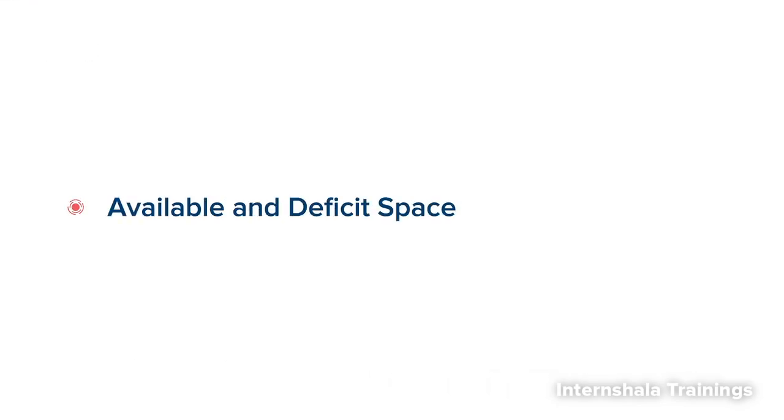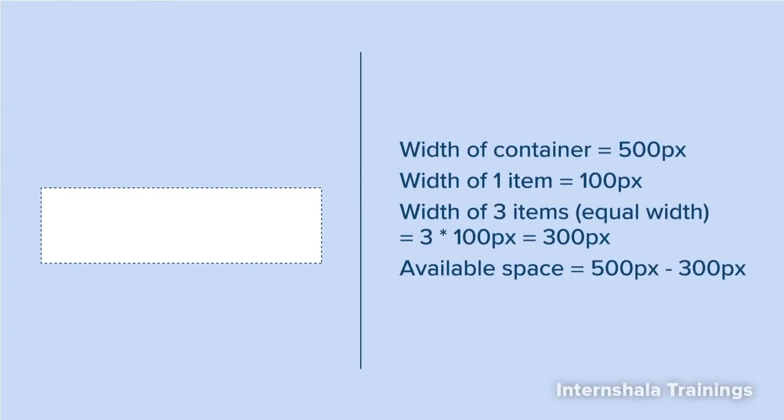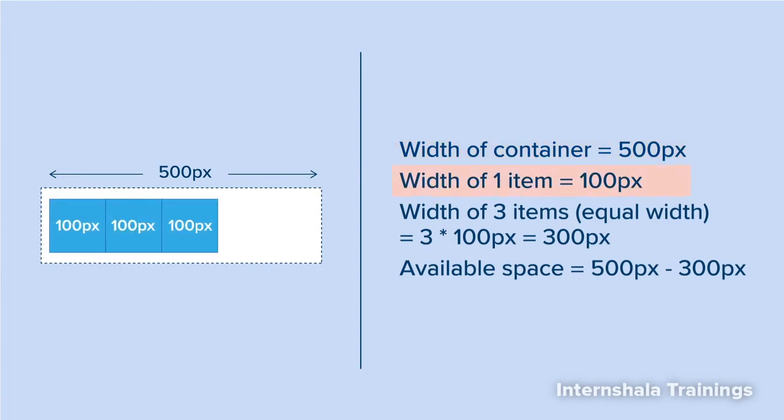Next, we have flex grow and flex shrink properties. But before that, we need to understand what is available space and deficit space. Suppose we have a container whose width is 500 pixels and inside this container, we want to place 3 items of 100 pixels each. This means that the total space occupied by the items will be 300 pixels and we are left with empty space of 200 pixels. This empty or extra space is called available space.